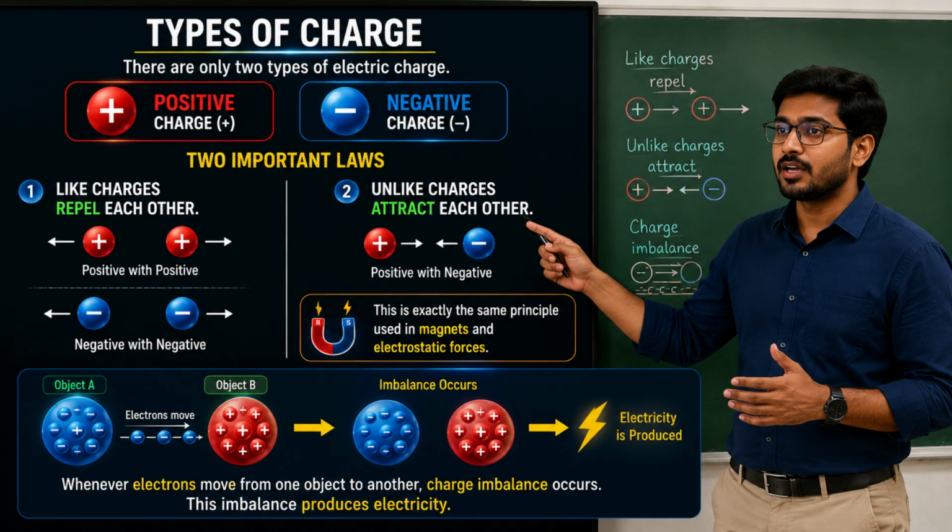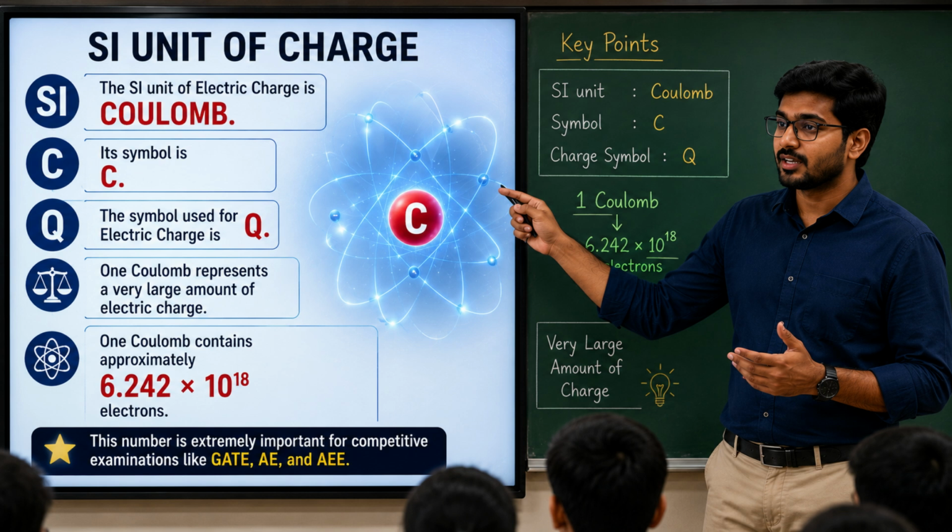There are only two types of electric charges: positive charge and negative charge. Now remember two important laws. Like charges repel each other, positive with positive, negative with negative. Unlike charges attract each other, positive with negative. This is actually the same principle used in magnets and electrostatic forces. When electrons move from one object to another, charge imbalance occurs. This imbalance produces electricity. The SI unit of electric charge is Coulomb.